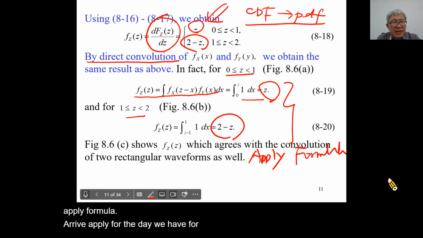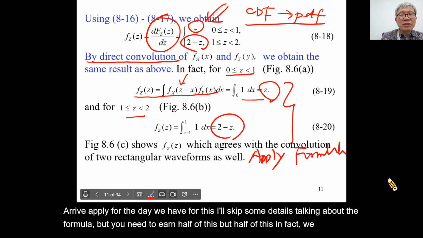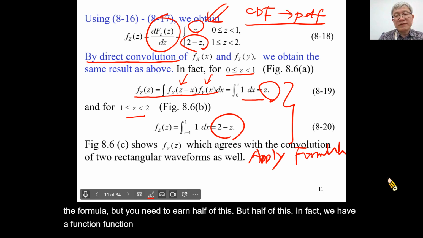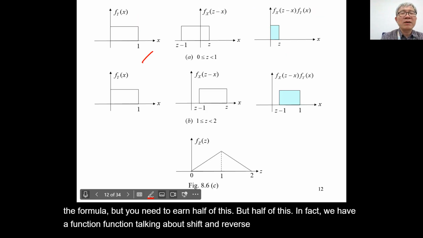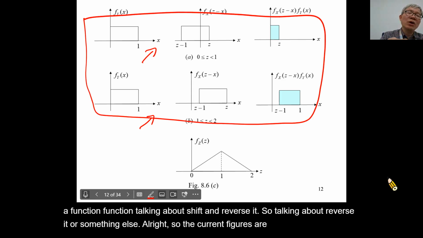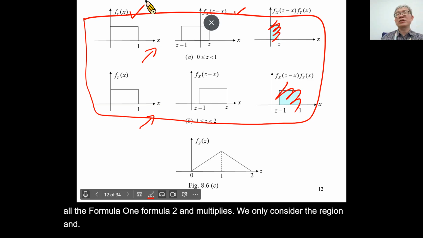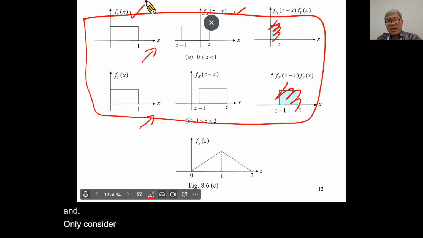I skip some details talking about the formula, but you need to have this. In fact, we have a function talking about shift and reverse it. So talking about reverse it or something else. Alright, so the current figures actually want to show you the formula 1, formula 2, and multiply, so we only consider the region. And this one only considers the region. So I go through quickly, but let you know the key points. And you can check it later.